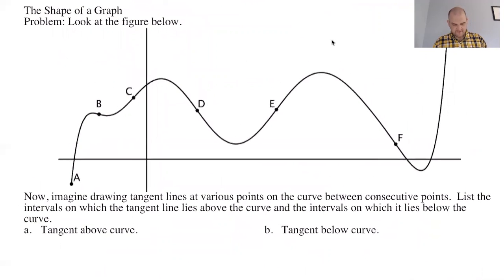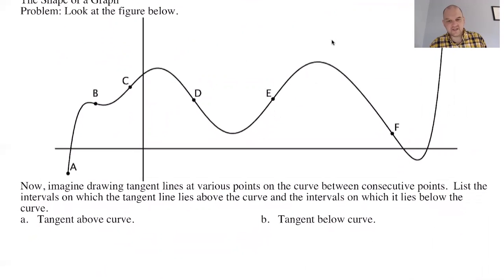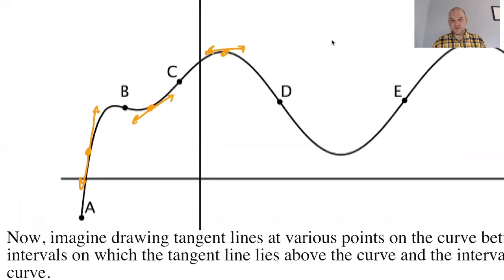The shape of a graph. So look at the figure below. Just look at that. Okay, got it. I've looked at it. Now imagine drawing tangent lines at various points. Why imagine it? Why not just do it? Right? Let's see, what color should I use? I'm going to use orange. Tangent line. There you go. Tangent line. Tangent line. So, you know, don't imagine when you can do.